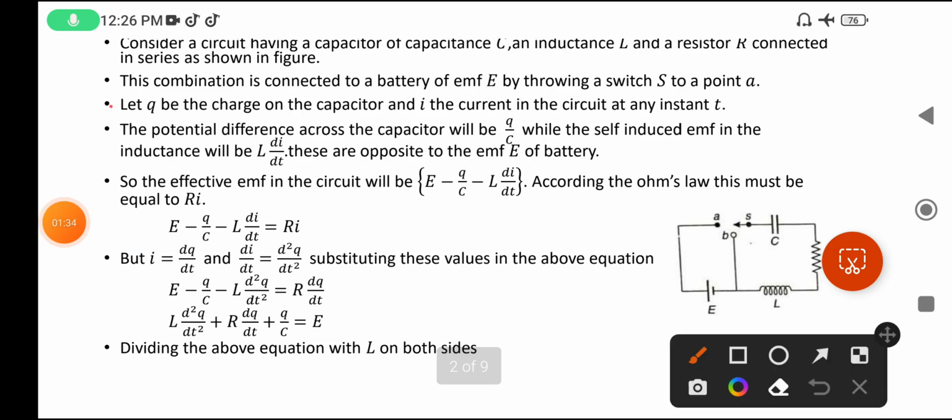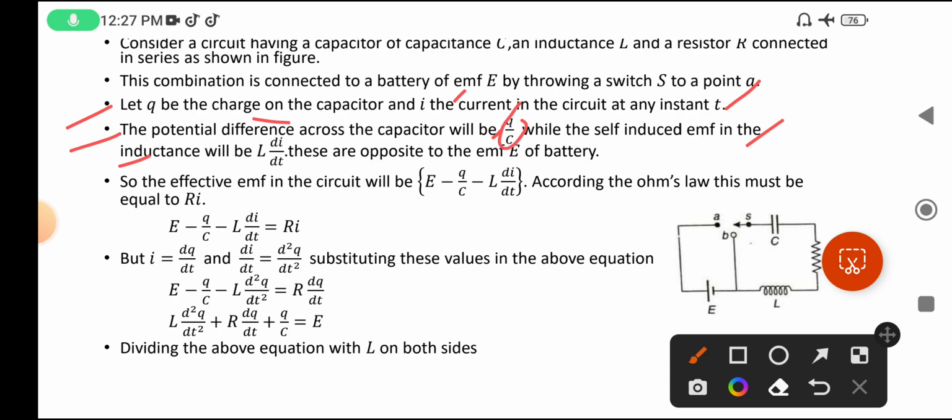next, let q be the charge on the capacitor and i be the current in the circuit at any instant t, means at any time, that is the meaning. The potential difference across the capacitor will be q by C, while the self-induced EMF in the inductance will be L di by dt. These are opposite to the EMF E of the battery.